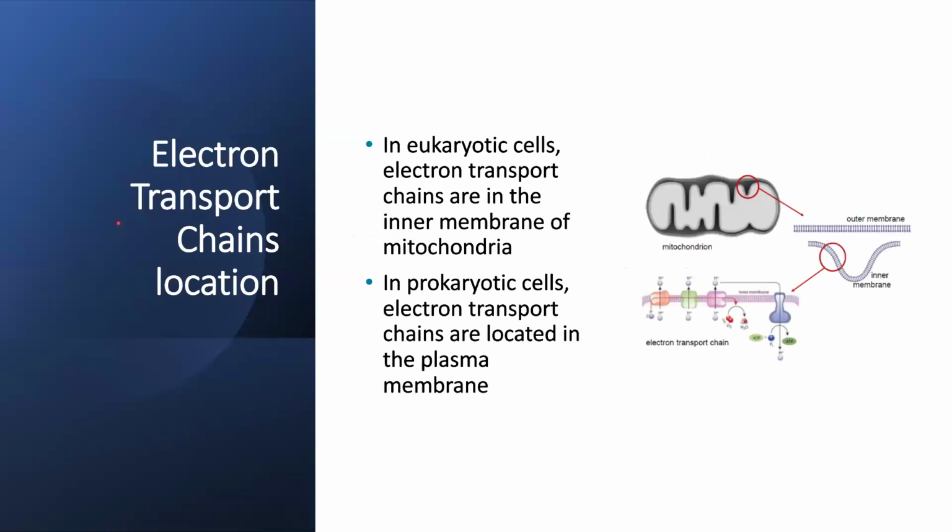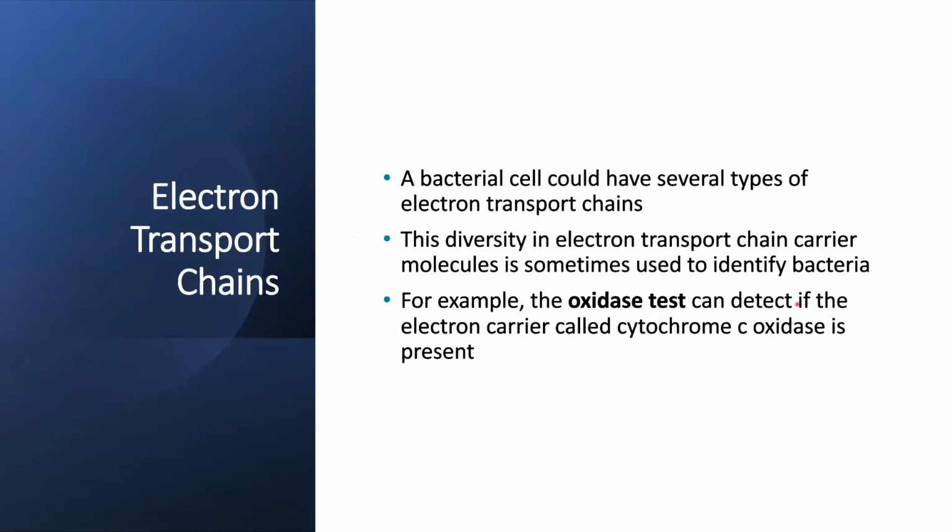And this is to reiterate where they are. In eukaryotic cells, the electron transport chain is going to be in the membrane of the mitochondria. In prokaryotes, it's going to be in the plasma membrane. And we can have multiple types of electron transport chains in individual microbes. This is one way that we can actually identify organisms, is what kind of electron transport chains they have. We have a test called the oxidase test, and it's actually looking for the presence of cytochrome C oxidase.